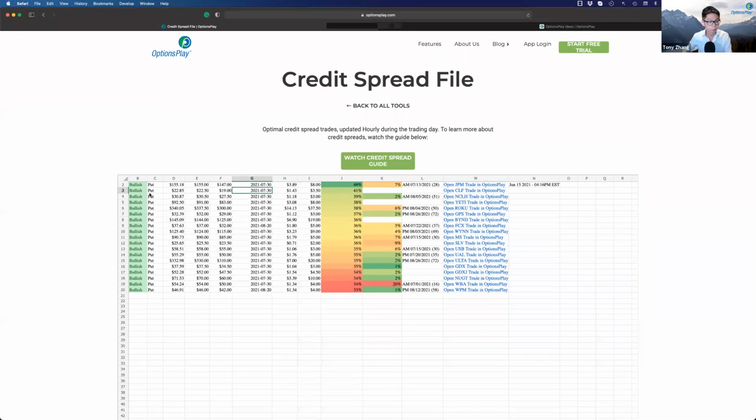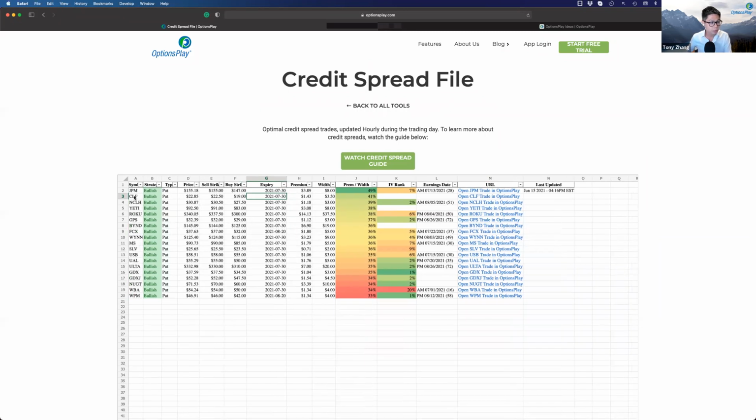So here's the credit spread report right now. Cleveland Cliffs is still on this, trading at 22.85. Selling the 22.5 19s will collect $1.43 on a $3.50 wide credit spread. That's 41% of the width. So let's take a look at Cleveland Cliffs based on the current price. These are based on closing prices after the close, but let's take a look.